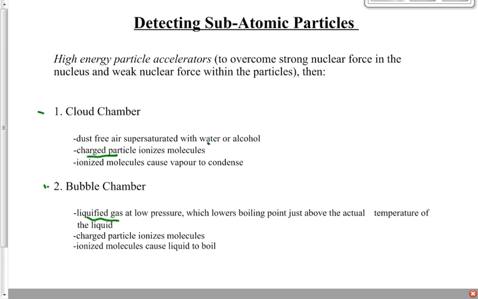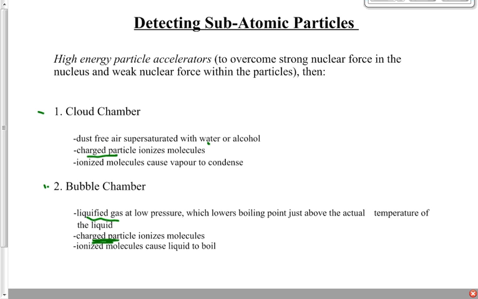Now these charged particles that come out of these smashed up protons, these pieces of fender or these pieces of wheel rims that smash off of a car that fly everywhere when a car crash happens, these little charged particles that come out of the proton when the proton is smashed up, they ionize the molecules the same as they did in the cloud chamber. But the ionized molecules don't cause the vapor to condense because we don't have vapor. We've got a liquid. It causes the liquid to boil.